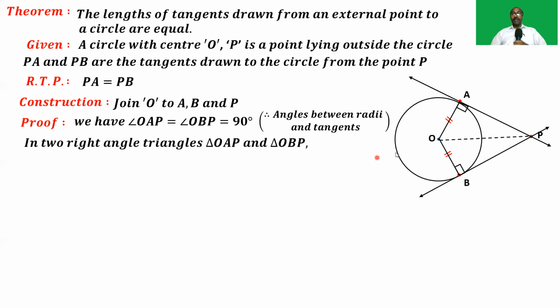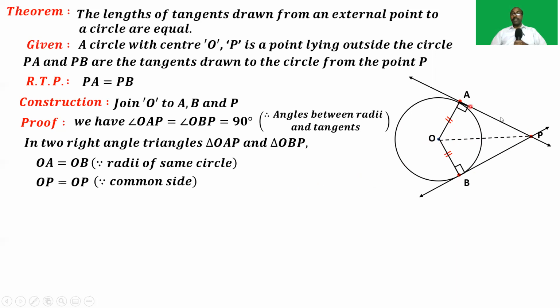And also, in these two right triangles, OAP and OBP, we have OA is equal to OB, because these two are radii of the same circle. And also OP is the common side in these two triangles, isn't it? So OP is equal to OP, which is the common side. So now in these two right triangles, the hypotenuse and one side are equal. So by RHS congruency, we have triangle OAP is congruent to triangle OBP.